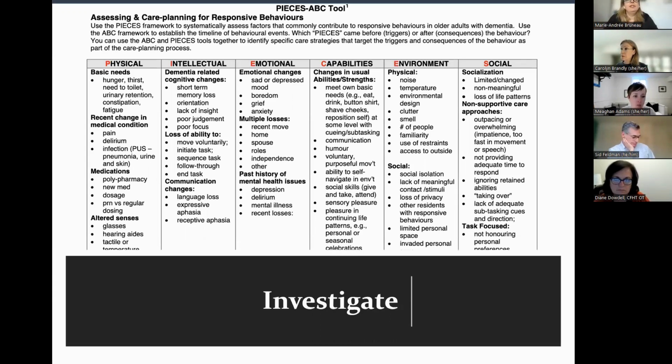Is it because of cognitive dysfunction, memory loss, or orientation loss, or the lack of the ability to move or to sequence tasks? Is it because of emotional symptoms, depression, anxiety, losses, stressors, the change in usual abilities or strengths? Is it because of the environment or because of social issues?